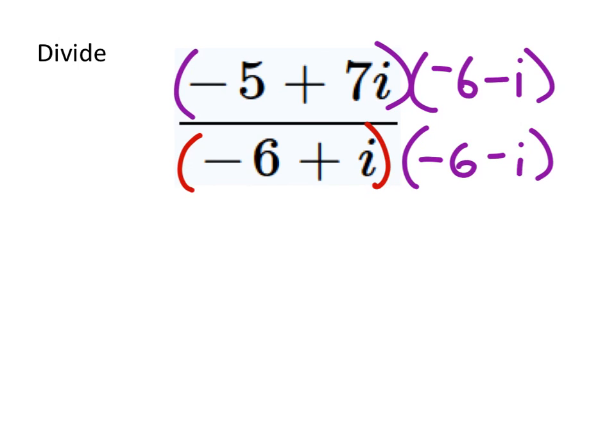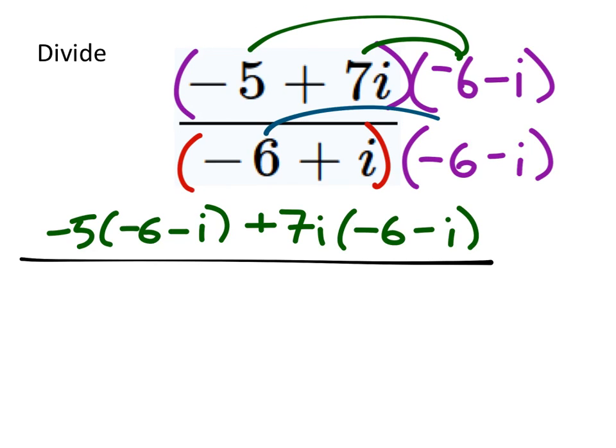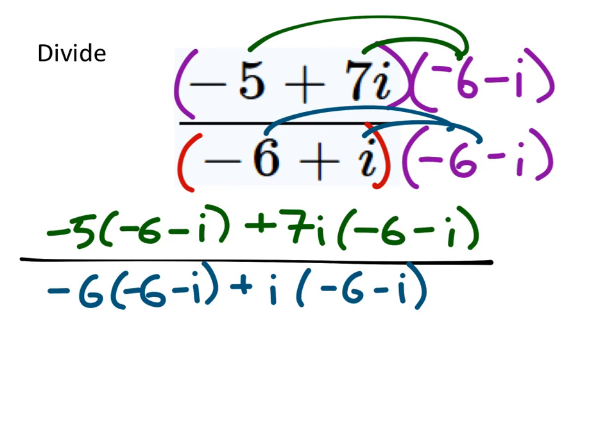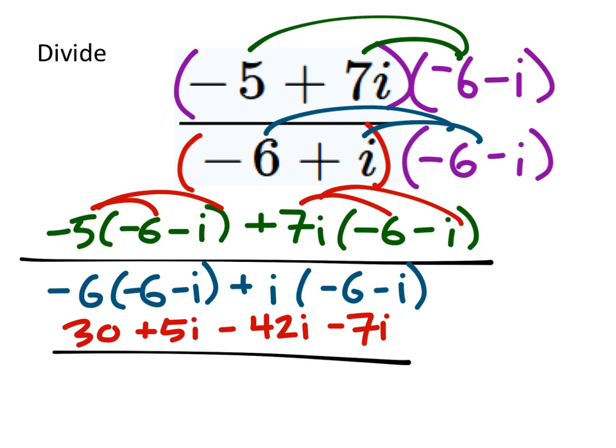So in the numerator, let's start with the numerator. Negative 5 times the negative 6 minus i, and 7i times the negative 6 minus i as well. And then all over, negative 6 will distribute into the parentheses and i as well. Alright, let's do the actual distribution now. So we'll distribute the 5 and the 7i. So there's the numerator, right?